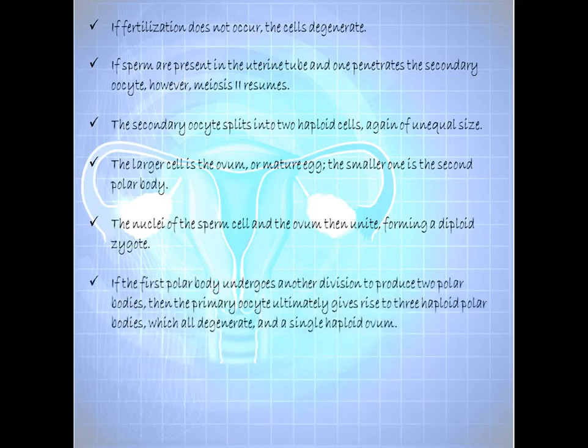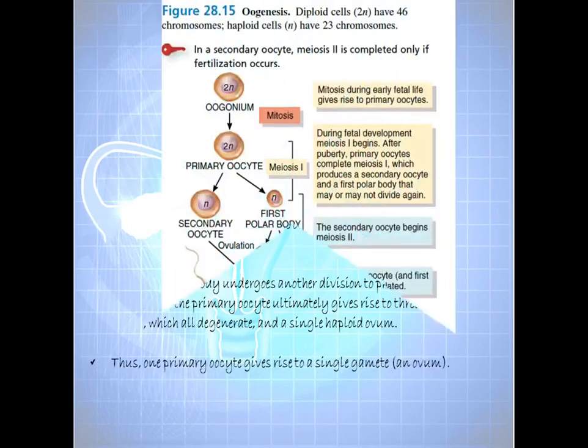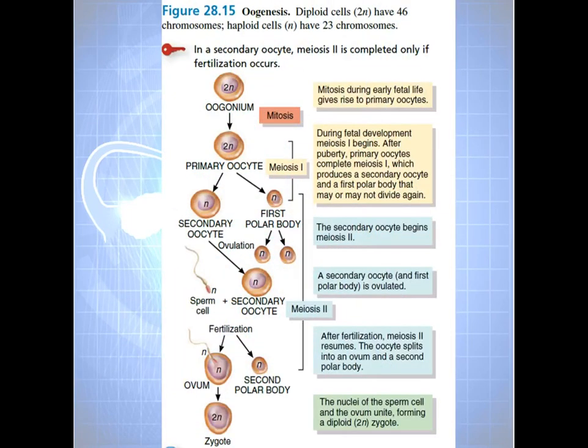If the first polar body undergoes another division to produce two polar bodies, then the primary oocyte ultimately gives rise to three haploid polar bodies, which all degenerate, and a single haploid ovum. Thus, one primary oocyte gives rise to a single gamete. Now see, these are the processes of oogenesis.